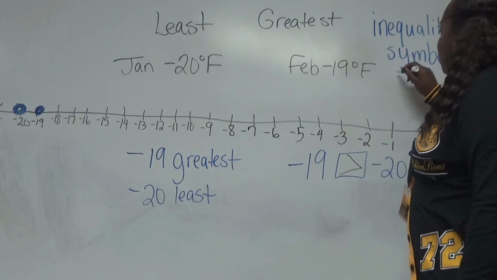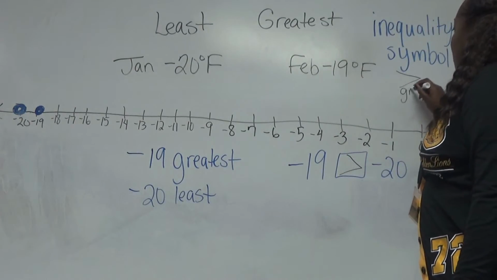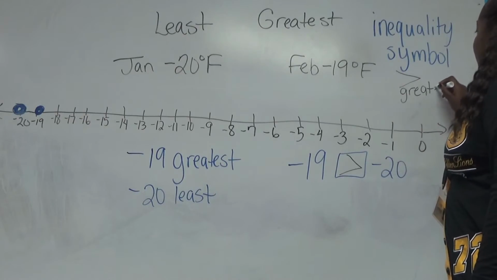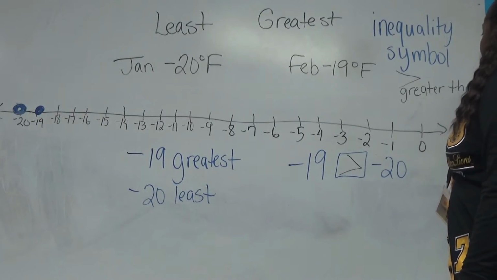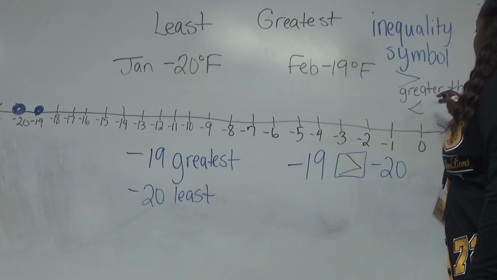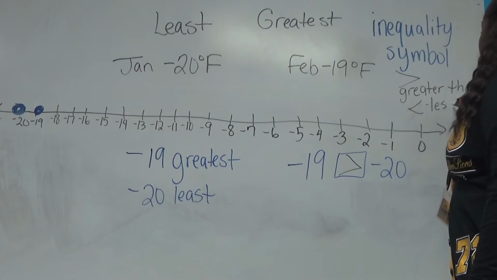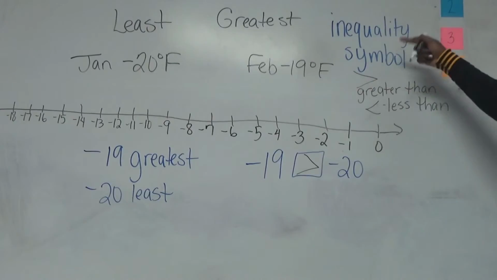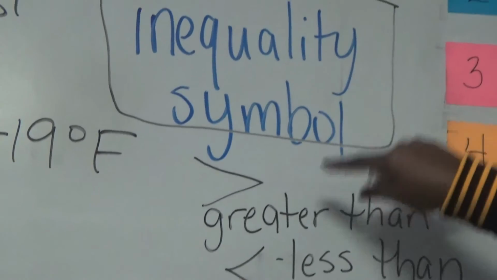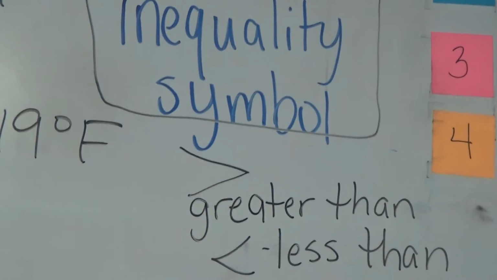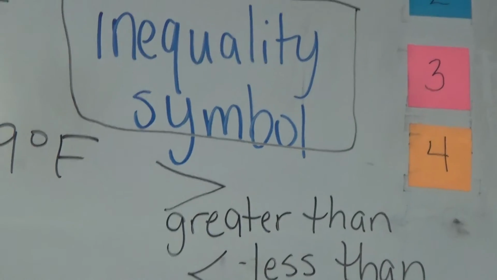So here are inequality symbols. This is greater than. Put this on your paper in your notes. And here's what less than looks like. Make sure you zoom into those so they can see. These are called inequality symbols. This is greater than, less than, okay? And then you'll learn about some more in other lessons.